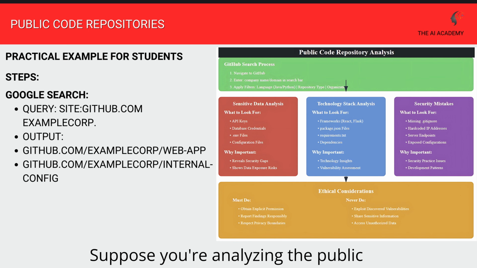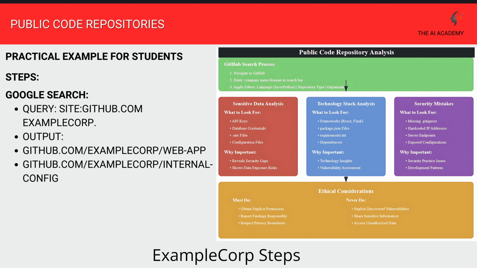Suppose you're analyzing the public repositories of a company called Example Corp. Steps. Google search. Query: site:github.com example corp. Output.